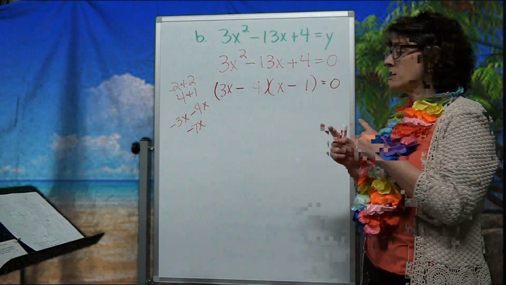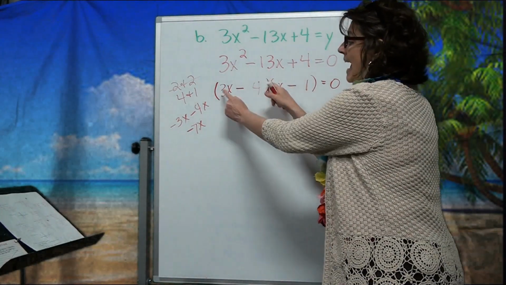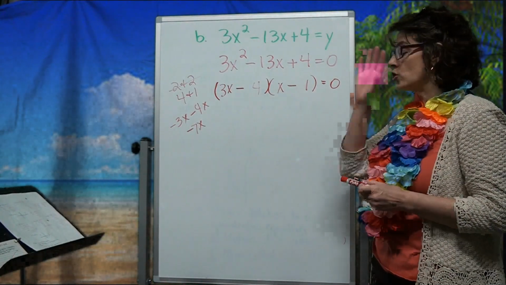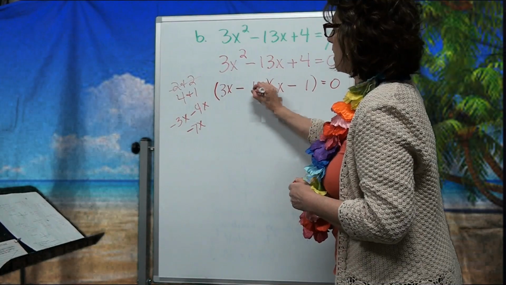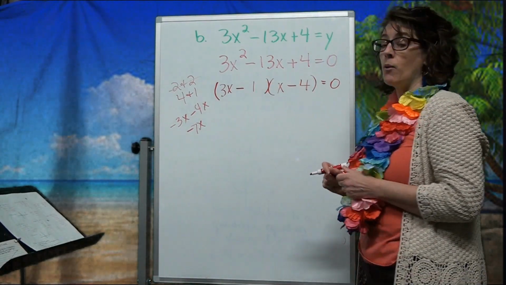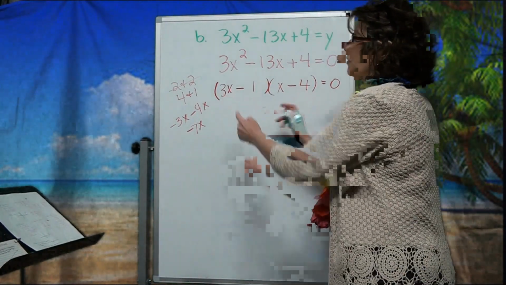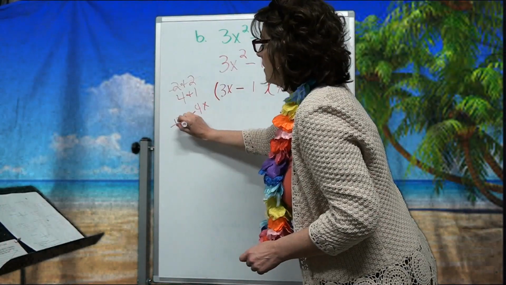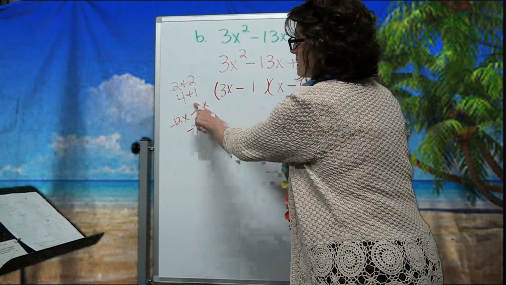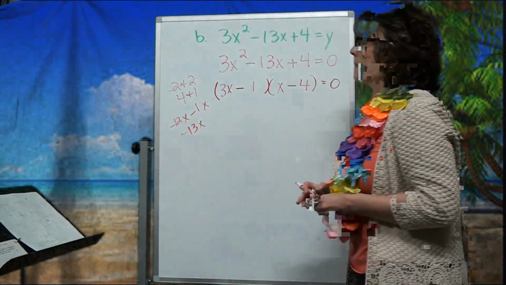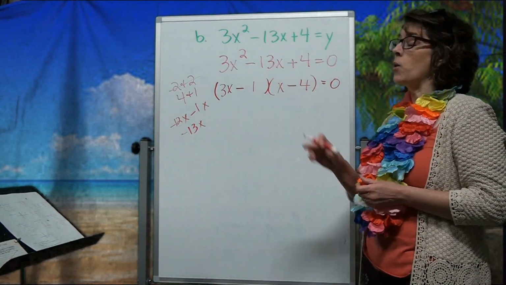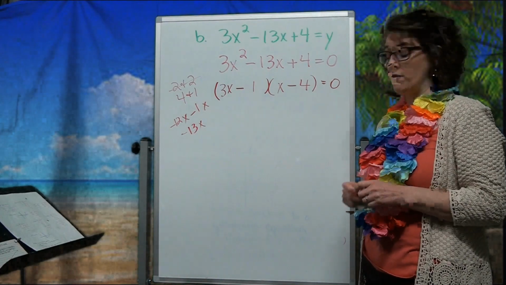So I'm going to switch things up. Again, don't switch both these and these because that'll kick you back to what you had before. So I'm going to switch this to be the 1, I'm going to switch this to be the 4, and now when I check outsides and insides, I get a negative 12x here, and I get a negative 1x right here. And that'll give me a negative 13x, and that is what I wanted. So I know that this is the correct way to factor it.